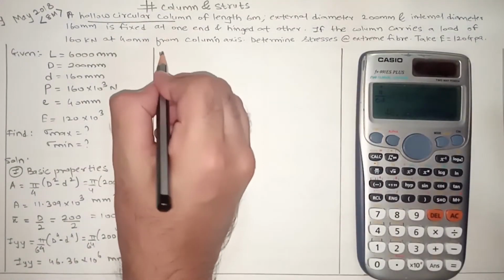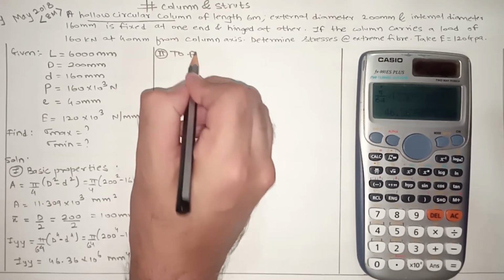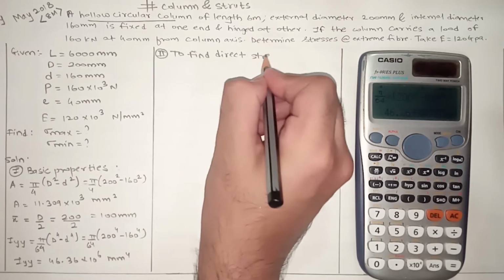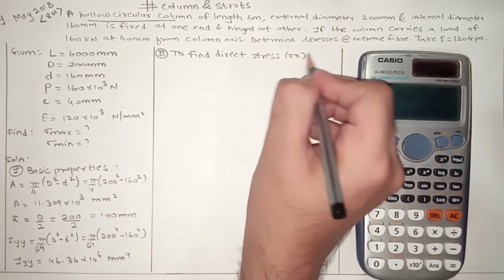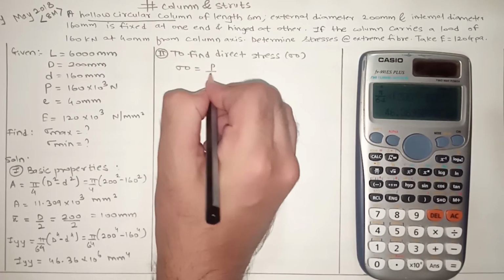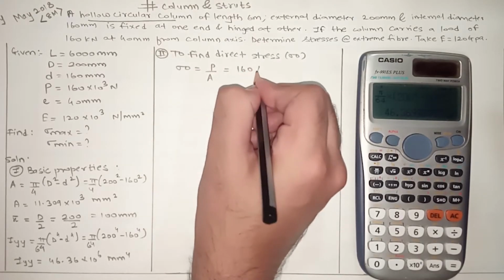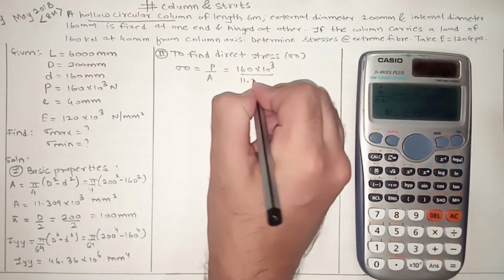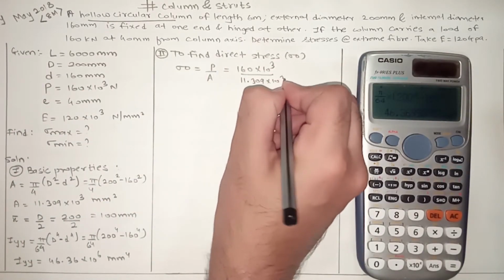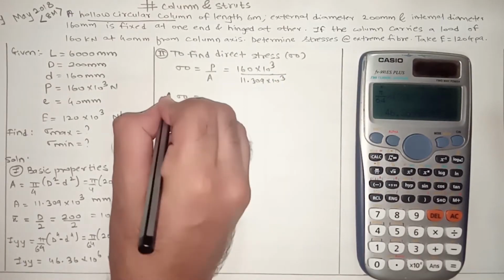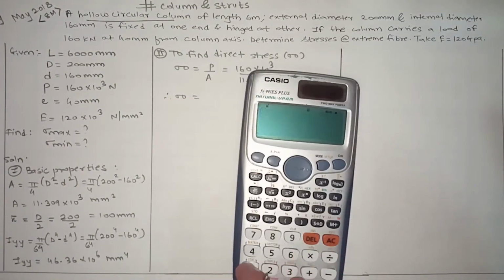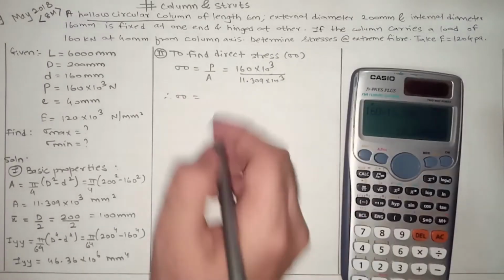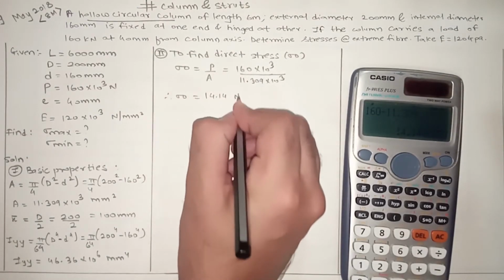Now let us start the second step. So second step is to find direct stress, that is sigma O. So formula for sigma O is P upon A. P is 160 kilonewton, that is 160 into 10 raised to 3, and area is 11.309 into 10 raised to 3. So therefore sigma O equals to 160 divided by 11.309. So sigma O is 14.14 Newton per mm square.